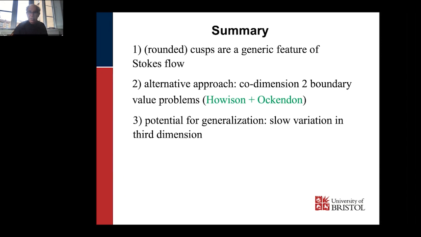The approach I've given here, which doesn't use an exact flow solution, has the advantage that it can be generalized. For example, one can imagine that the flow is not perfectly two-dimensional, but I allow the flow strength to vary in the third direction with corresponding slow variation of the curvature, and then such an asymptotic approach could be generalized to such a situation.